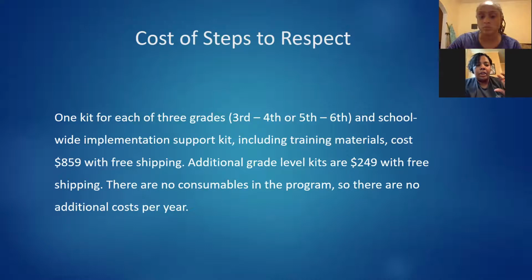So the $859 kit comes with one classroom per grade level. If you're doing 2 classes per 5th grade, then you have to buy the $859 kit and the $249 kit. There's also a $1,500 plus travel option that comes with on-site training from the Committee personally. So if you want to use that, you can do that one.